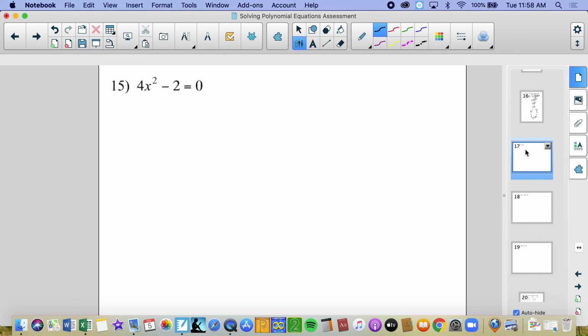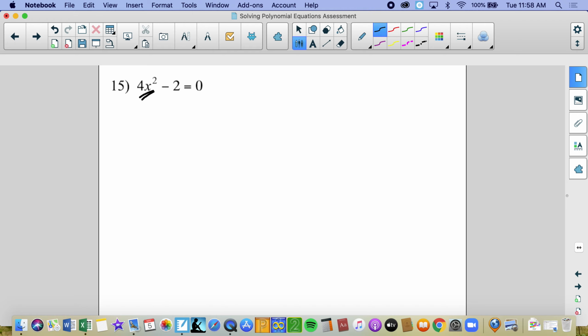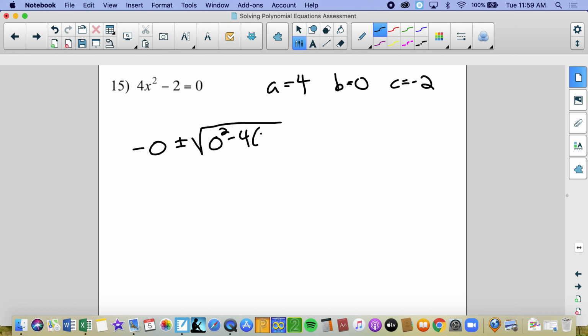This one's good. Typically, we wouldn't use the quadratic formula here. We would just solve and isolate for x. But it tells us to use the quadratic formula, so this is good to know how. A is 4, B is 0, C is negative 2. Opposite of B, plus or minus the square root of B squared minus 4 times A times C. Let's see if Mr. Mac can do it correctly on this one.